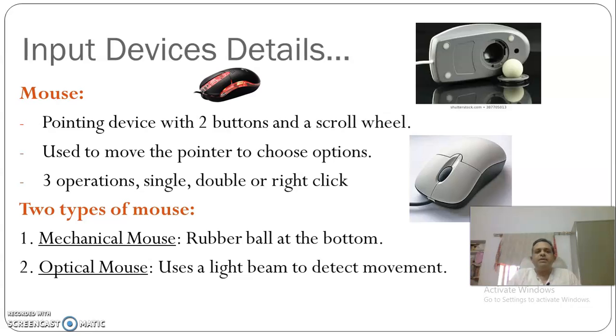Now, first to come is the mouse. As you all know, you have been working on the computer for so many years. A mouse is a pointing device with two buttons and a scroll wheel. If you can see the picture here, this is the mouse. It has two buttons. One is the left button and another is the right button. And in between these, you see this scroll wheel. Okay. And what is the use of the mouse? It is used to move the pointer to choose certain options on your screen.